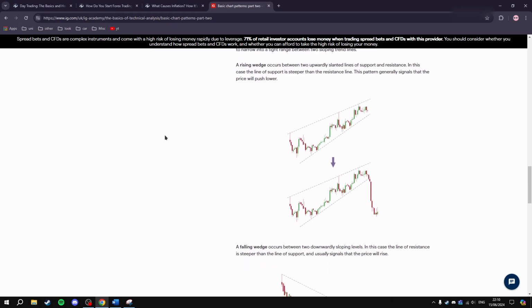So we've got the rising wedge. A rising wedge occurs between two upwardly slanted lines of support and resistance.